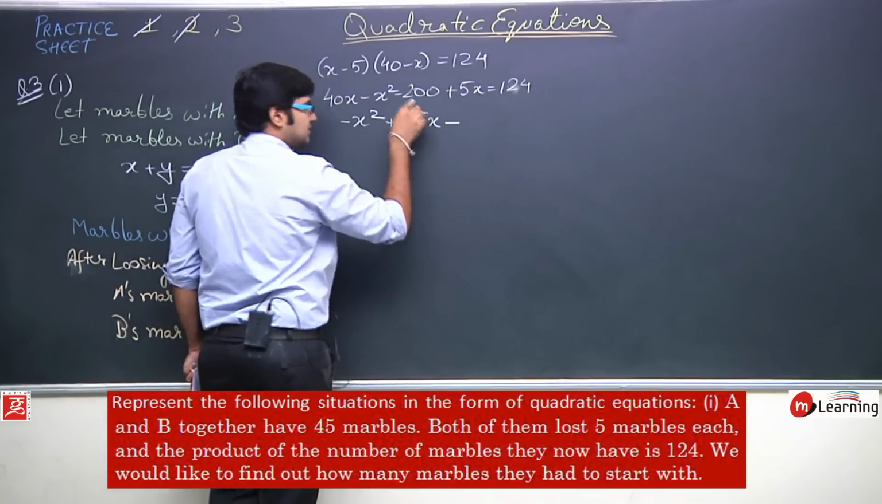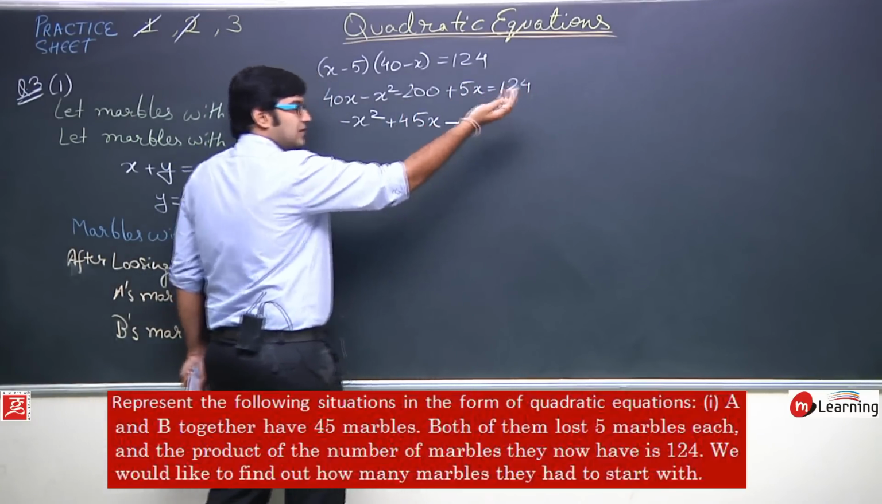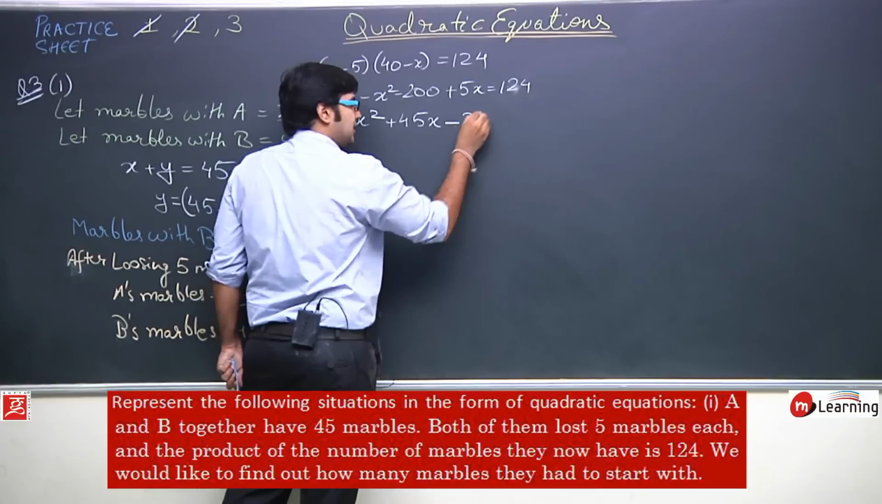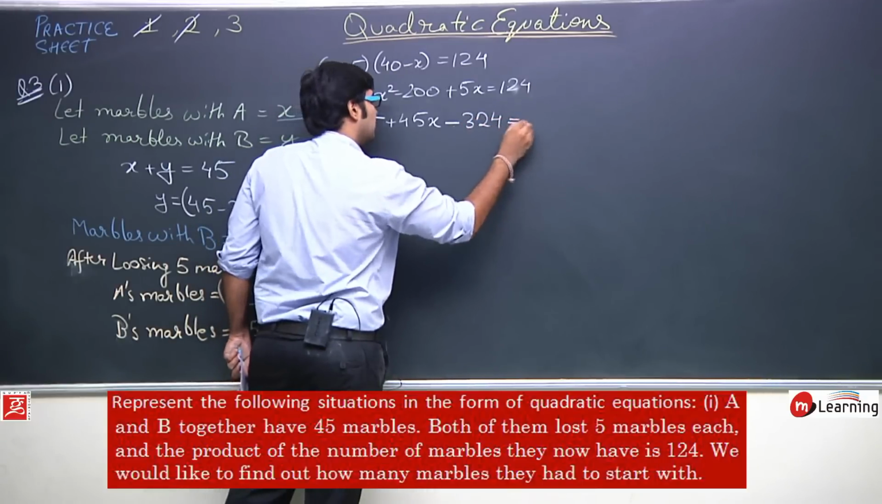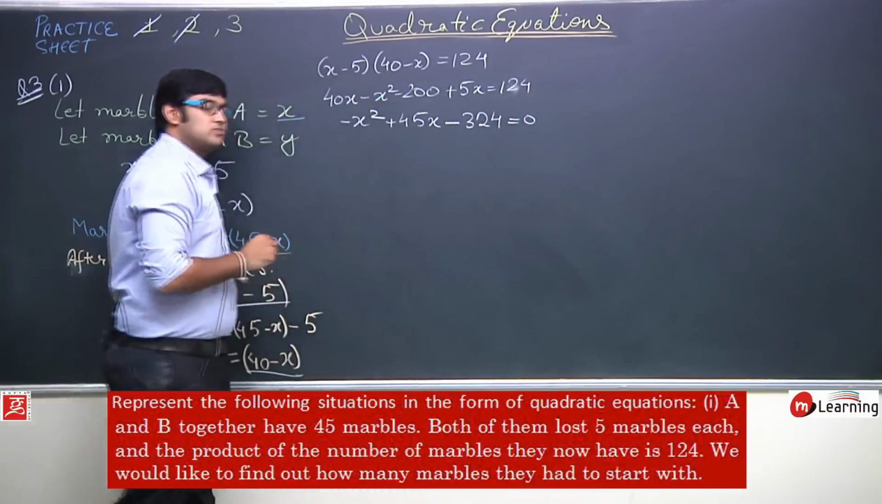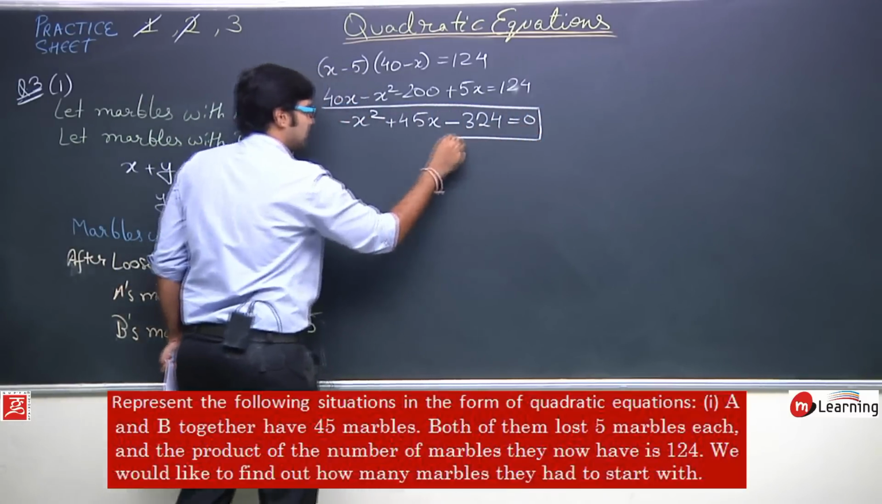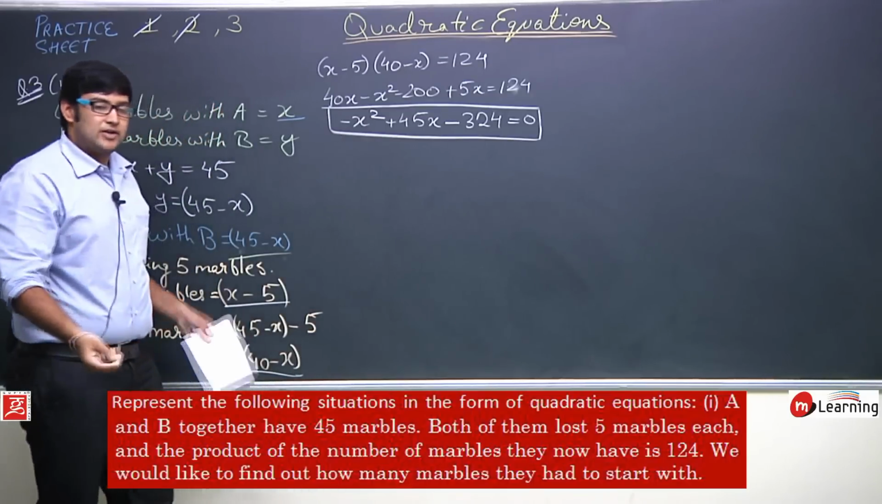And minus, this is 200. When you bring this 124 to the LHS, it will become minus 324 is equals to 0. So this is the expression. This is the equation we obtained.